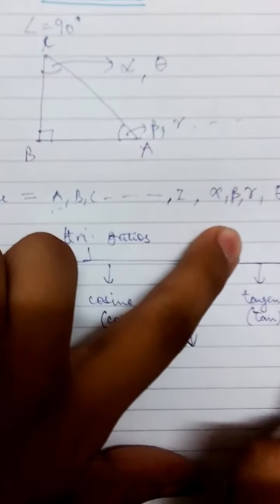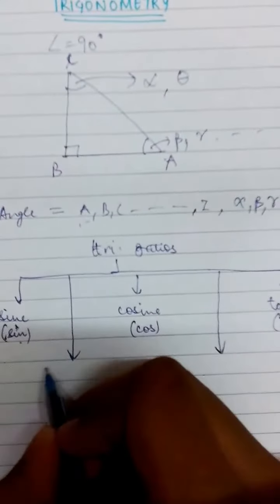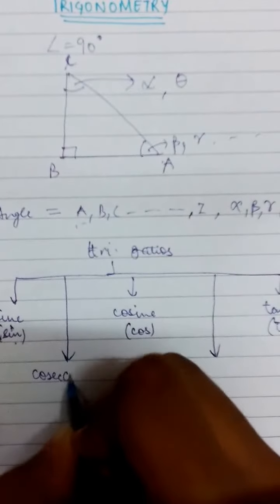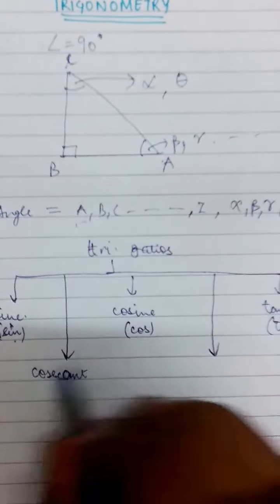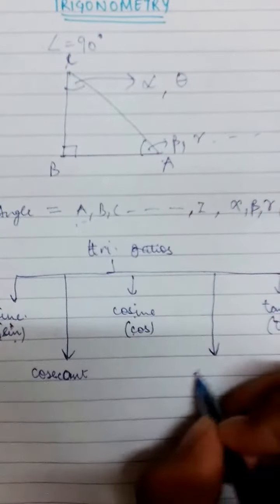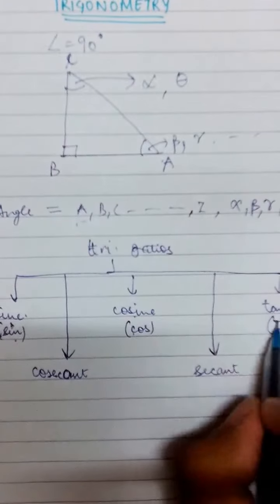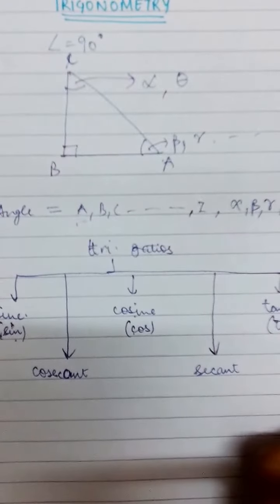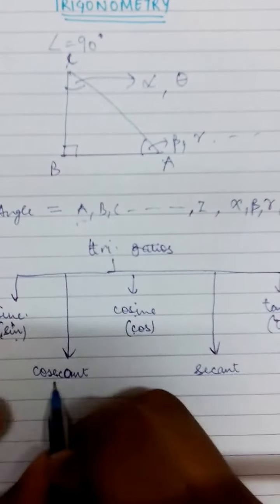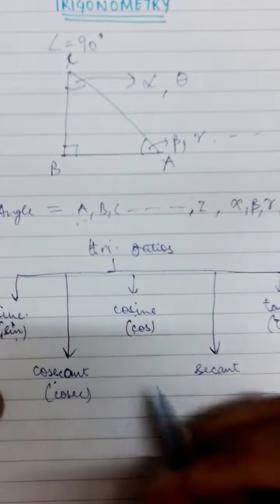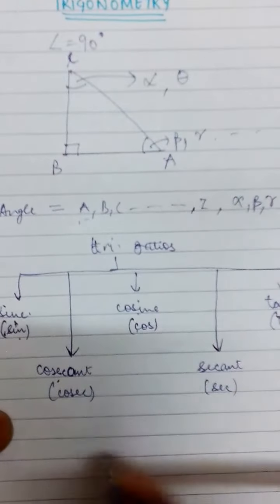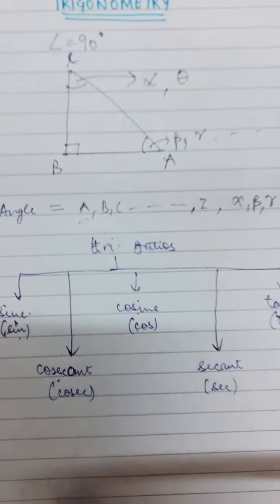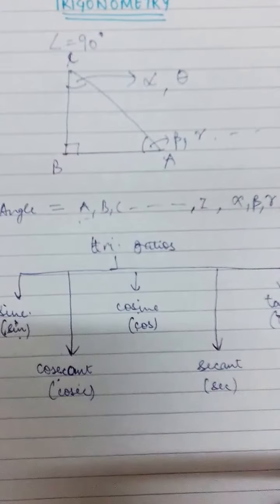Each term has its own reciprocal. Sine has the reciprocal cosecant, cosine has secant, and tangent has cotangent. Cosecant is cosec, secant is sec, cotangent is cot. Same here, you are to say cosecant theta, cosecant A, cosecant alpha, cosecant beta, cosecant gamma or cosecant phi, and the same with secant and cotangent.